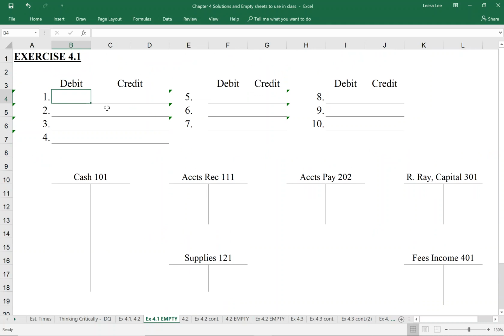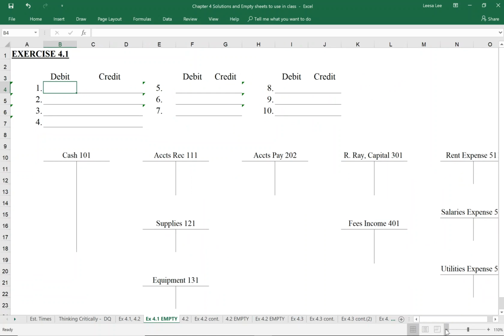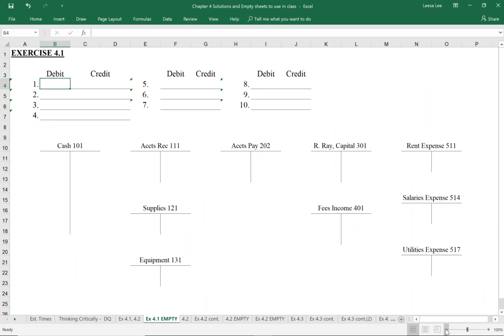All right, so looking at the problem, it tells us about the accounts that are available for us with Ray's shipping service, and we need to look at the transactions and determine which account will be debited and which account will be credited. So this is like a drill. We're not really doing it, but you can see that I have set up T accounts underneath this so that I can talk us through the transactions, and then for you guys you just have to put in the numbers for the debits and the credits.